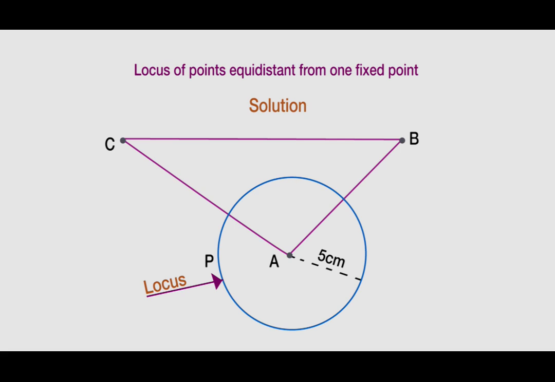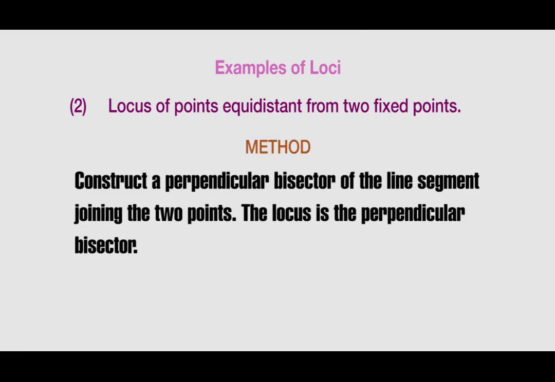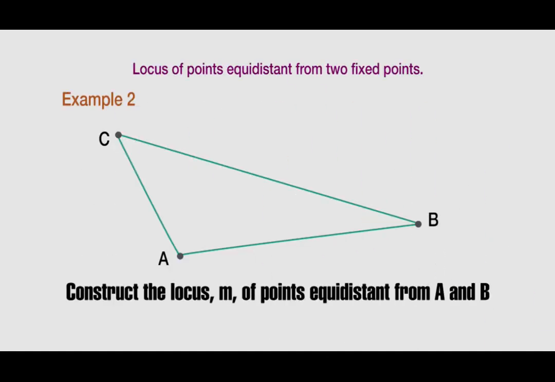2. Let's see how we can construct the locus of points equidistant from two fixed points. Here is the method. Construct a perpendicular bisector of the line segment joining the 2 points. The locus is the perpendicular bisector. Let's take an example. Example 2. Consider this triangle. Construct the locus M of points equidistant from A and B. Let's take the solution.